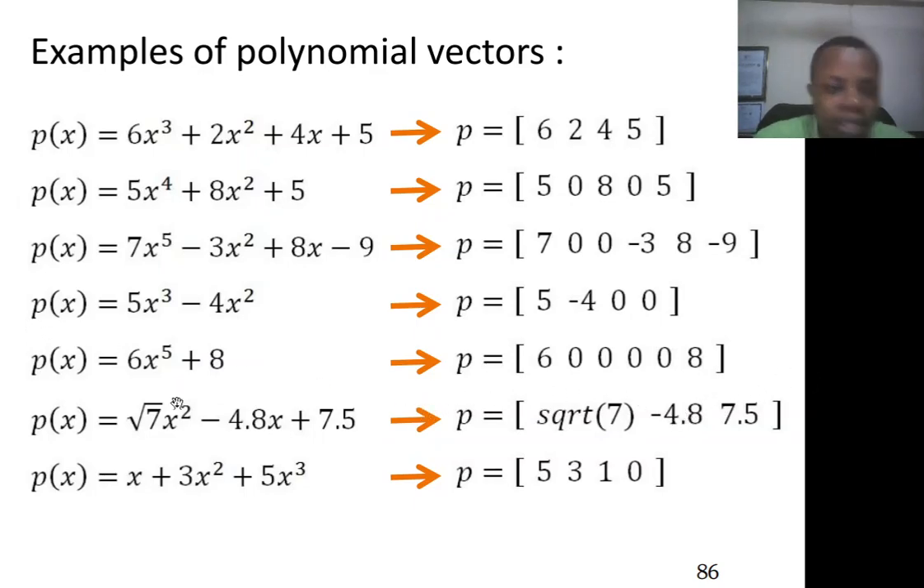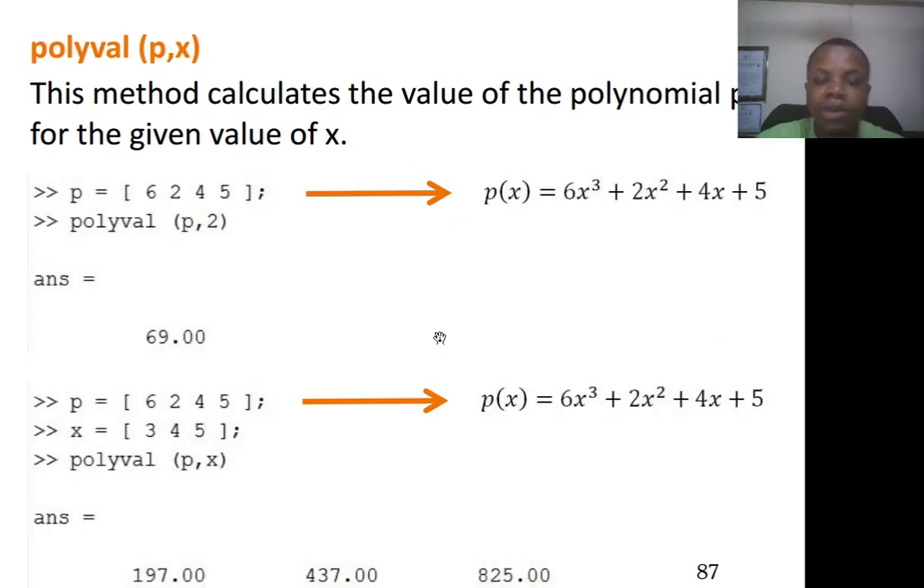Now let's look at this special one, that is 6x raised to the power 5 plus 8. You can see that the others, order 1 up to 4, all of them are missing, so that is why we have all these zeros in here. So that is how we specify a polynomial once it comes to MATLAB. Let's see how we get to play with this. Suppose that we create this polynomial, that is 6x cubed plus 2x squared plus 4x plus 5 as we've designated in here.